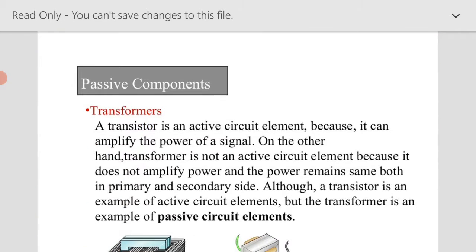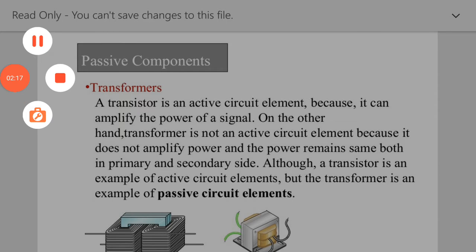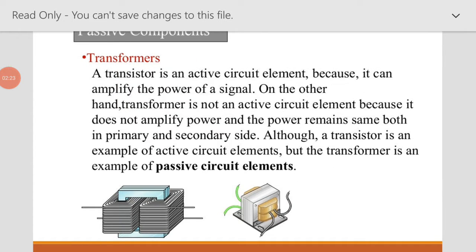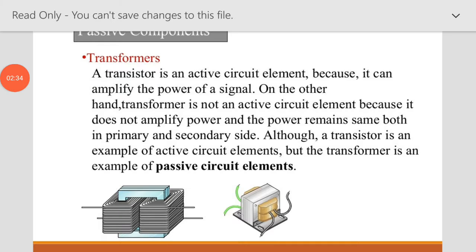Other examples of passive components we see are the capacitor and inductor. Second is the transformer. A transistor is an active element because it can amplify the power of a signal. On the other hand, a transformer is not an active circuit element because it does not amplify power, and the power remains the same on both the primary and secondary side. Although a transistor is an example of active circuit elements, the transformer is an example of a passive circuit element.